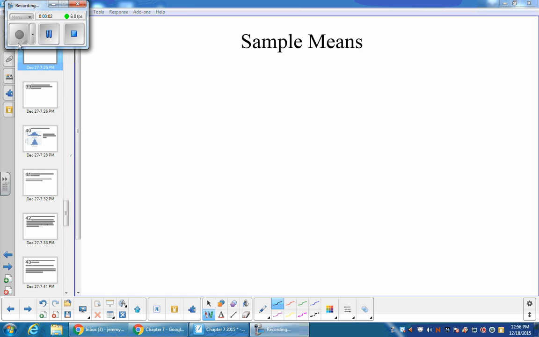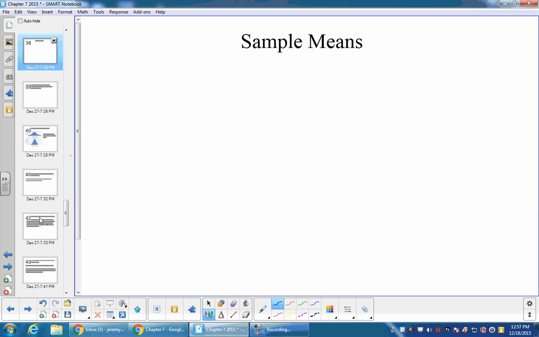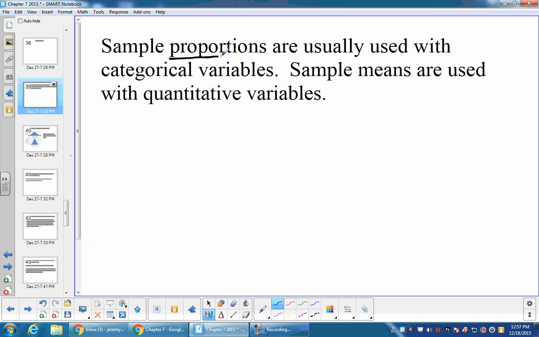Hello. Now we're going to learn about sample means. Sample means are pretty similar to what we did last chapter with sample proportions, but now we're going to just use means. Proportions are usually used with categorical variables, whereas sample means are often used with quantitative variables. So we use proportions when we say like 34% of the population is on free and reduced lunch. But when we want to find the heights or something quantitative, we'll usually look at the means.